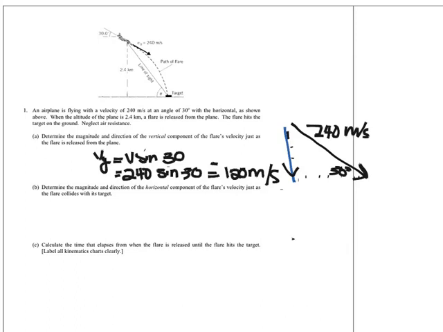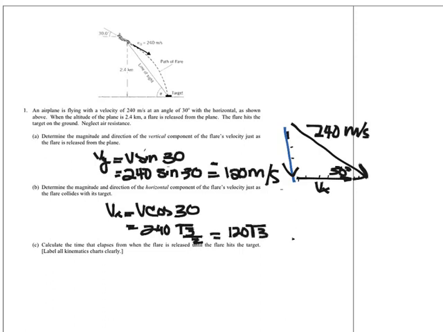Now I have to do the same thing for the horizontal component. Vx is this side of the triangle, and I know that Vx will be V times cosine 30, which will be 240 times root 3 over 2, which is about 120 times the square root of 3 meters per second. I could find a decimal, but that's not too important.